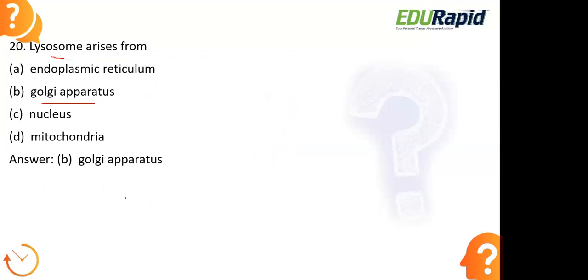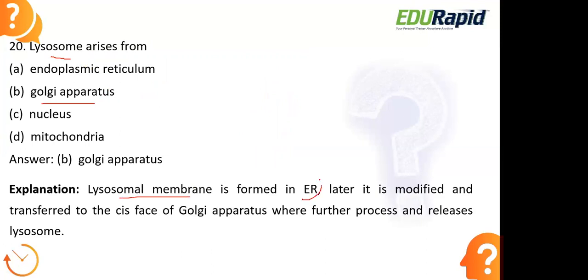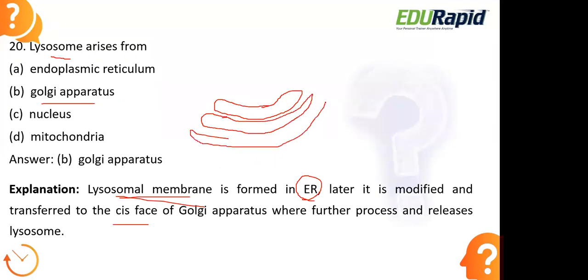Lysosomal membrane is formed in the endoplasmic reticulum. The endoplasmic reticulum also synthesizes the lysosomal membrane. This lysosomal membrane is then modified as well as transferred to the cis face. The Golgi apparatus forms cisternae with each other, right? So this is how the face of the Golgi apparatus will be. So the lysosomal membrane is transferred and modified into the cis face of the Golgi apparatus.